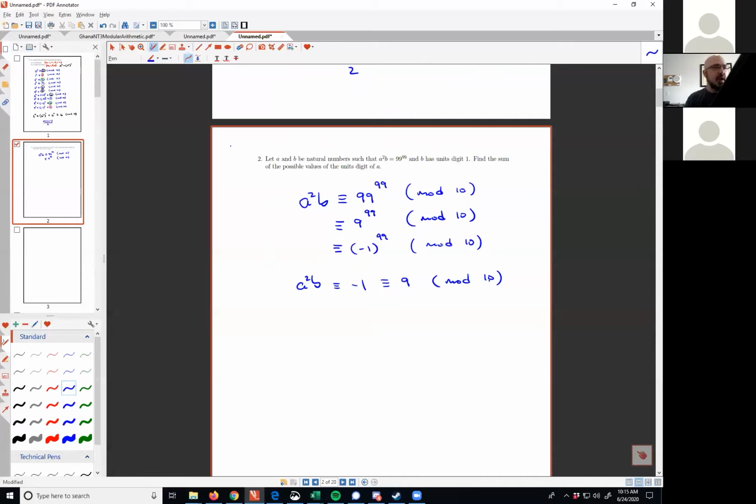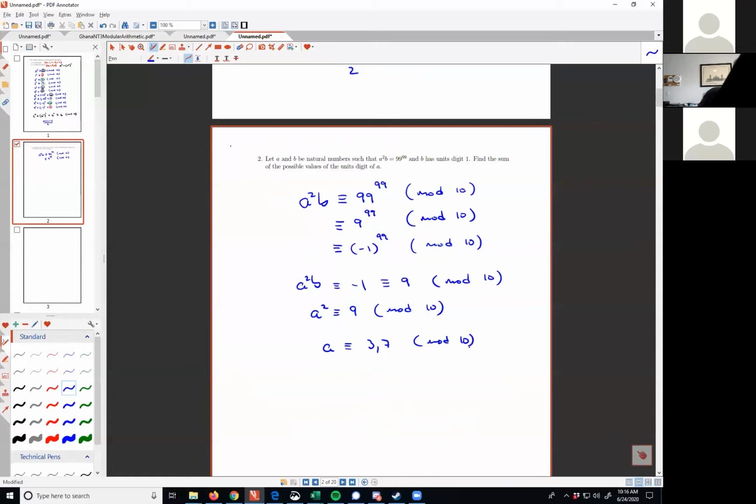Okay, so a squared b, and we're told that b has a units digit of 1. So this is really just a squared times 1, or a squared is congruent to 9 modulo 10. So what could a be modulo 10? A would have to be a number that when squared would give us a units digit of 9. That's right, so 3 or 7. 3 and 7 are the possibilities. Or negative 3 and negative 7.